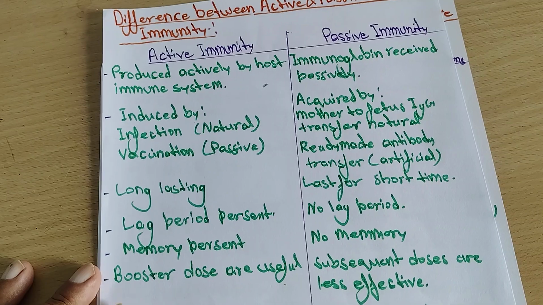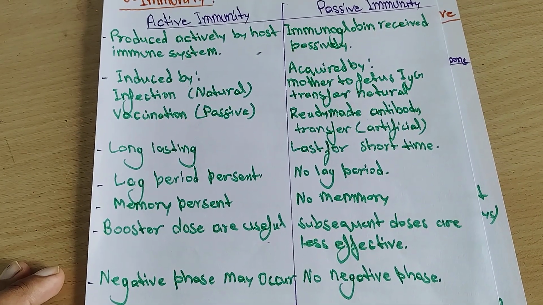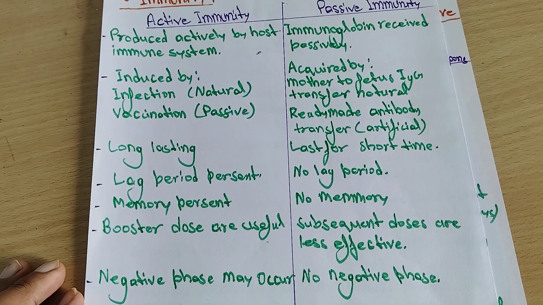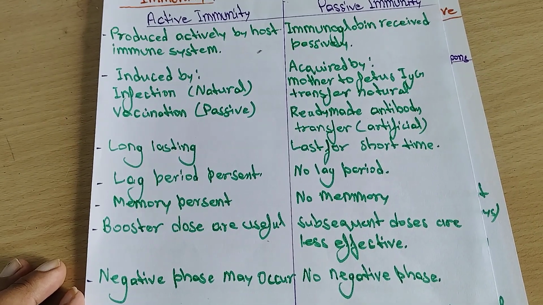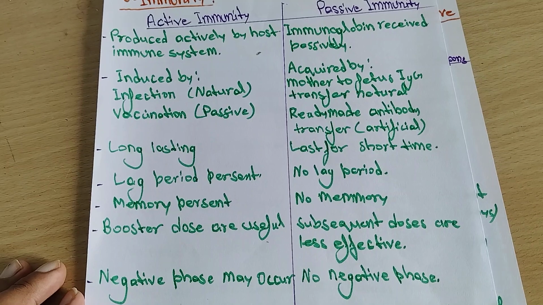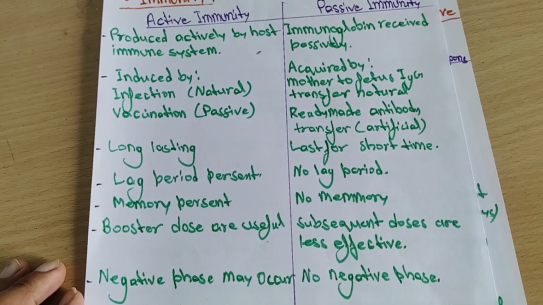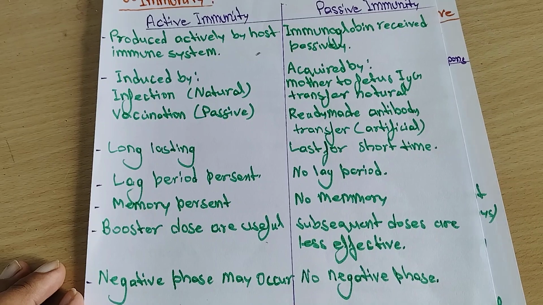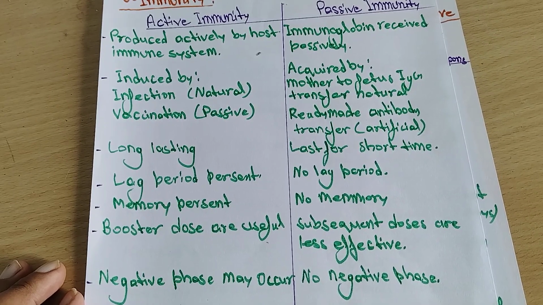Active immunity is long lasting, passive immunity lasts for a short period. In case of active immunity, the lag period is present. In case of passive immunity, the lag period is not present. Lag period is defined as: when infection occurs in a host, immunity does not develop immediately; it takes some time.